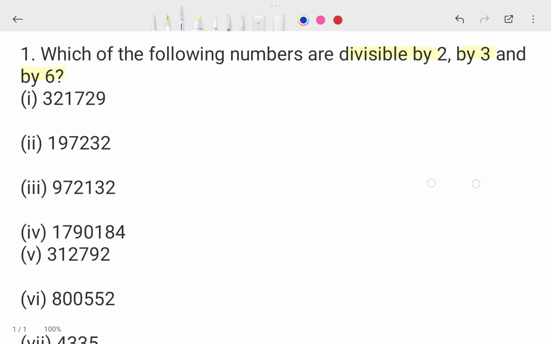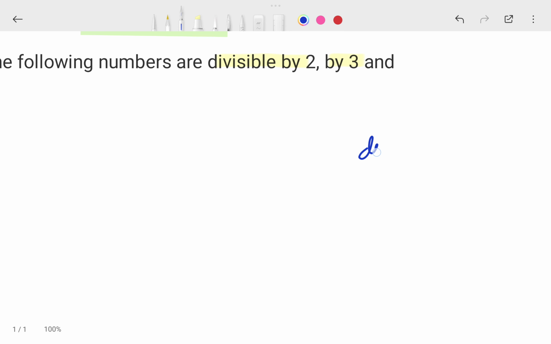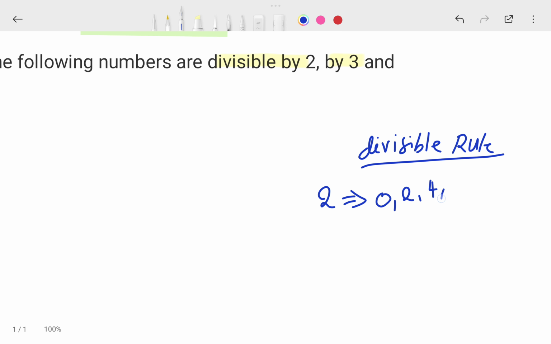Now here I will write it. It is called the divisibility rule. Let's understand this one. First I will tell you the divisibility rule of 2. What is the divisibility rule of 2? If you see any number and at the end of the number it is 0, 2, 4, 6 or 8, then this number is divisible by 2. If you want to check whether any number is divisible by 2, you just have to see the end of the number.